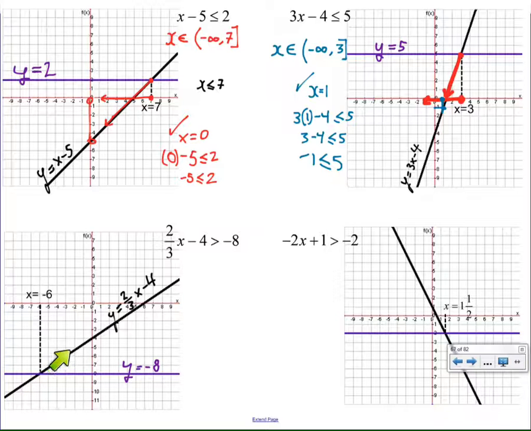The graph shows that as x values go above negative 6, the y values for the left-hand side will increase above negative 8. Thus, my solutions now are any number from negative 6, not including negative 6, up to infinity. Once again, that is simple verification. This last one is where things get a little interesting, and I'll explain as we go.